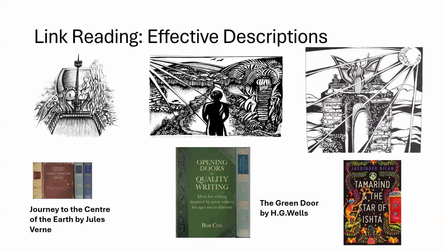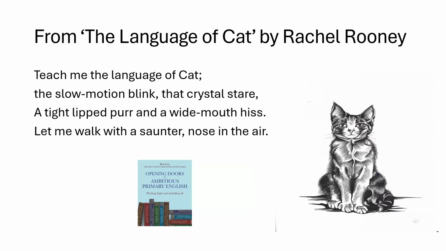It could be effective descriptions from books like Tamarind and the Star of Ishtar, which we feature in Opening Doors to Ambitious Primary English, or classic literature, The Green Door, Journey to the Centre of the Earth, or other poems about cats. This is beautiful from Rachel Rooney. This is just a section. Teach me the language of cat, the slow motion blink, that crystal stare, a tight-lipped purr and a wide mouth hiss. Let me walk with a saunter, nose in the air.